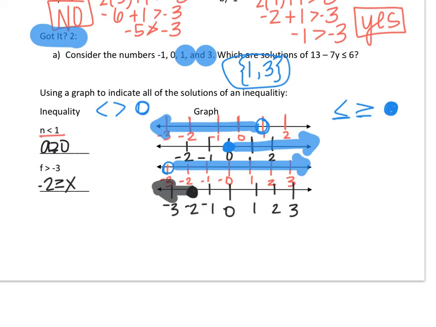What I want you to notice is we shaded in the direction of the arrow every time the variable was on the left, but we shaded in the opposite direction of the arrow, and by arrow I mean the way the inequality is pointing. This would be left, so we shaded to the left. This would be right, so we shaded to the right. But on that last one, we shaded in the opposite direction because the variable was on the wrong side.